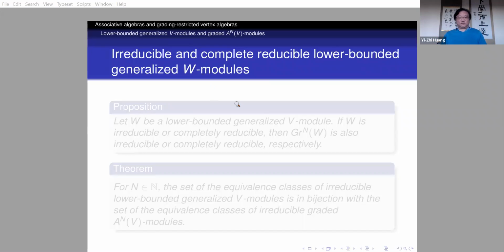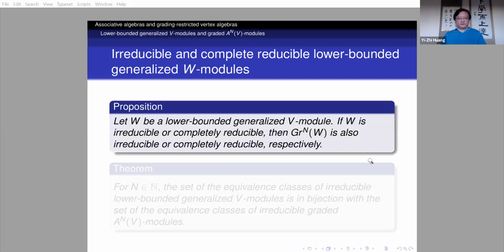Okay. So the first two results are those where I do not have any additional assumption. If we want to get better results, we have to. Now the assumption is very weak, because we even do not have a conformal element. It's just a grading restricted vertex algebra. So in this case, what I can obtain is that if you have a lower bounded generalized V-module W, which is irreducible or completely reducible, then remember we have this subspace of the associated graded space.